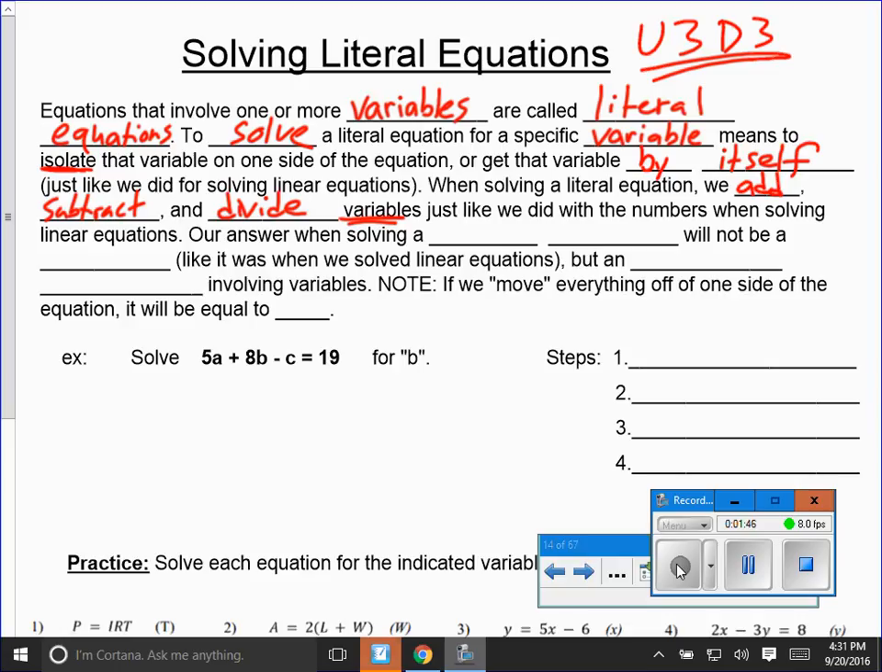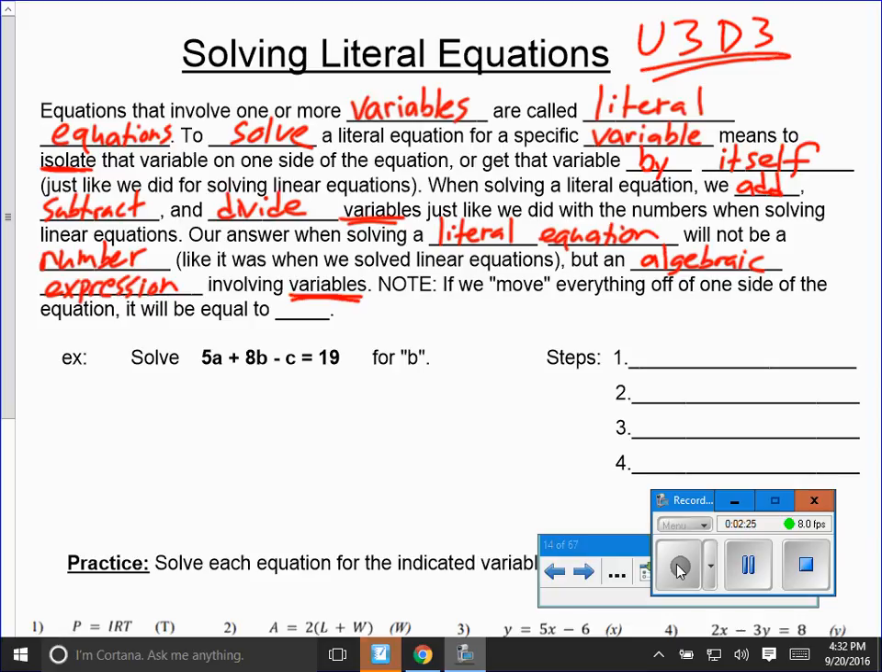So our answers when we're solving a literal equation, it's not going to be a number like it was when we were solving a linear equation. It's going to be an algebraic expression. So it's still going to have variables in our answer. But as long as we isolate our target variable on one side, then we've solved it.